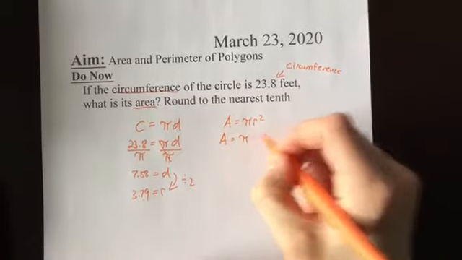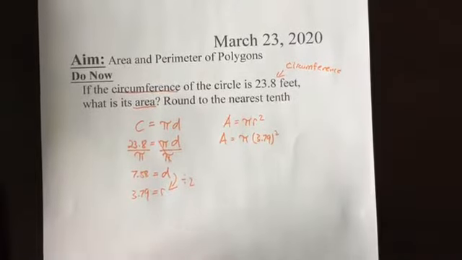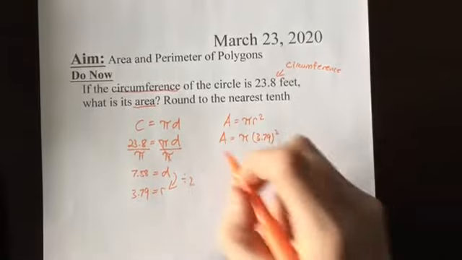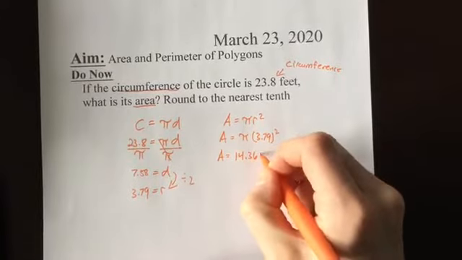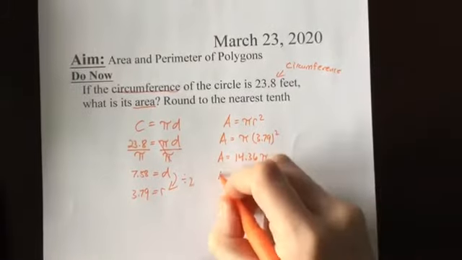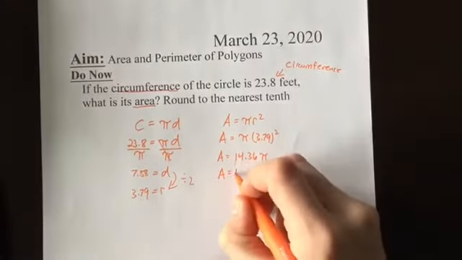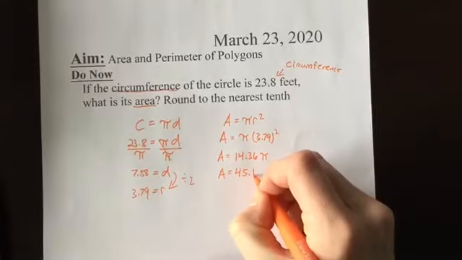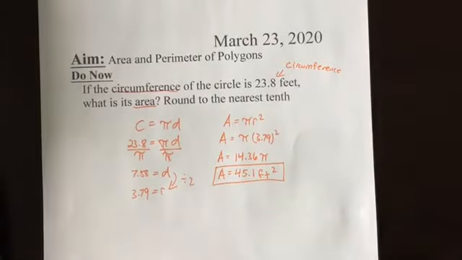Now we're ready to substitute into our area formula. Area equals pi times 3.79 squared. We'll do our squaring first, 3.79 squared. And again, I'm going to round to the nearest hundredths place, which would be 14.36 pi. There's our answer in terms of pi. Wish I could leave it like that, but we're rounding to the nearest tenth, so we've got to multiply. 14.36 times pi, and now finally we can round to the nearest tenth, which would be 45.1 feet squared.